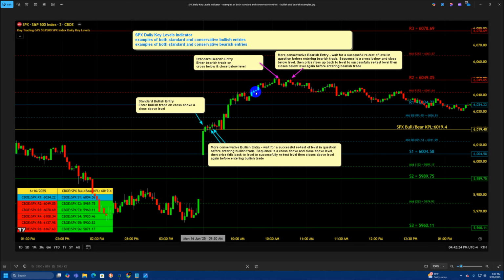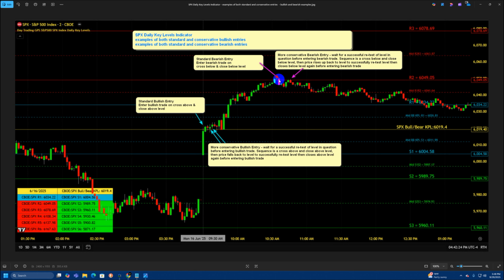Okay, now we'll look at a bearish entry. Your standard bearish entry, you enter a bearish trade on a cross below and close below level. So here we have a cross below and close below the R2 level. So you would enter a bearish trade on this cross below and close below. If you were looking to take a trade off of the R2 level and you were open to bearish trades off of that level, this would be your signal to take the bearish trade on a standard bearish entry.